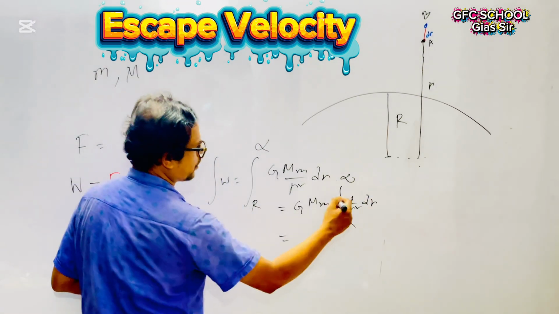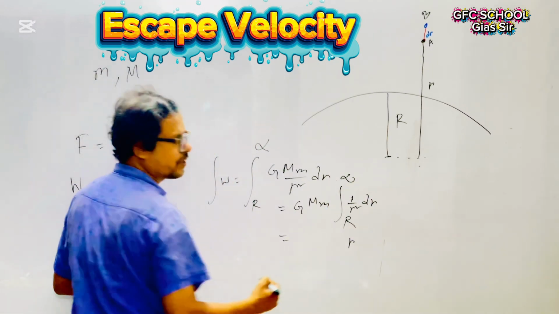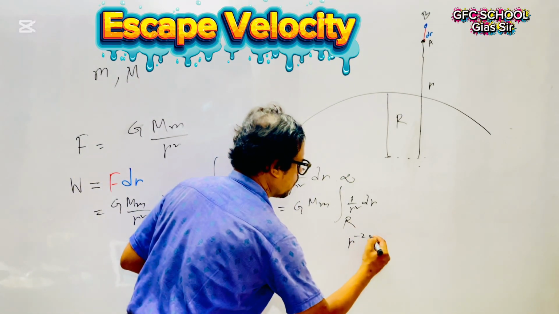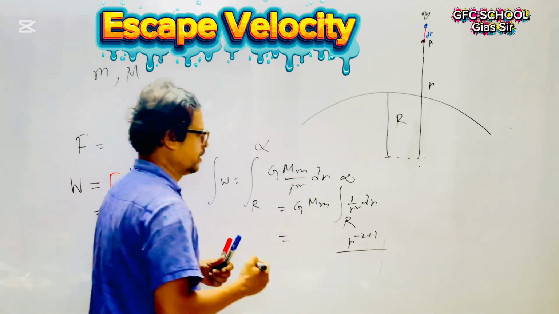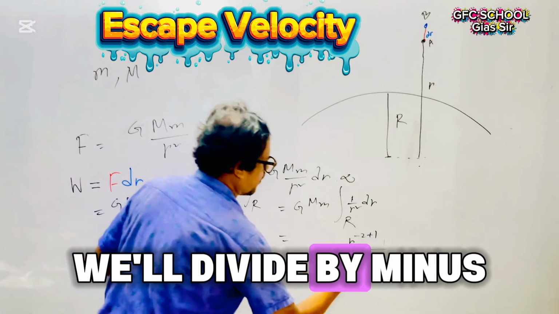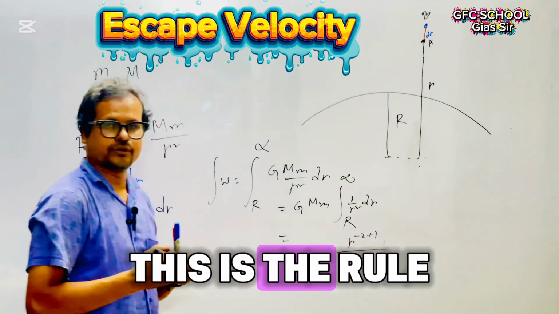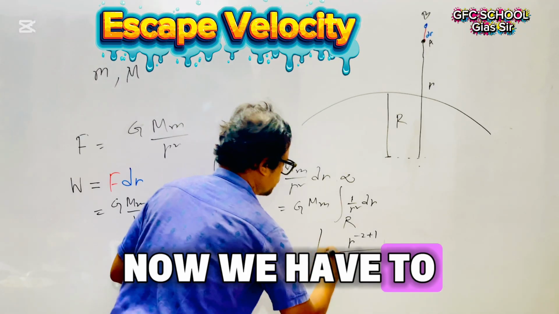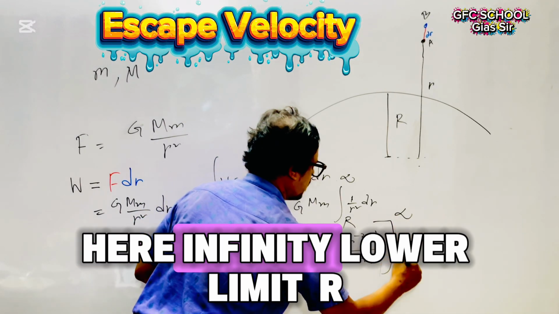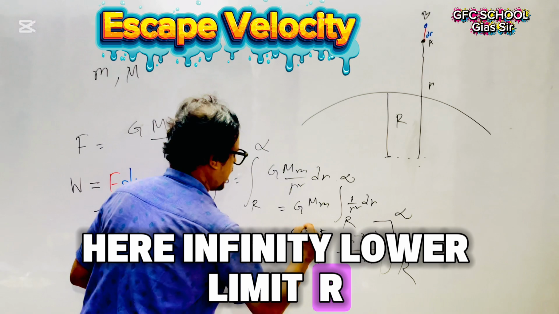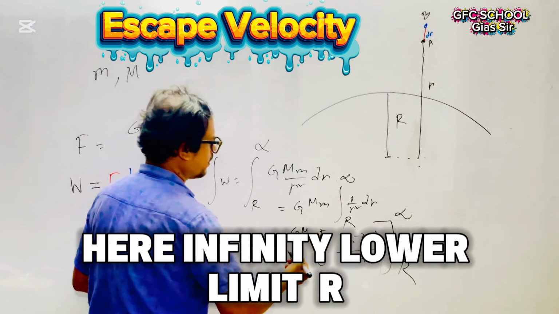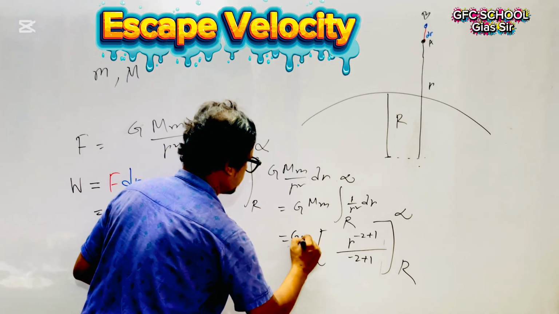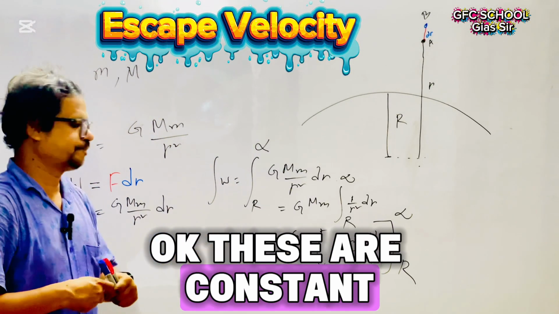If you do integration, r squared means r to the power minus 2, plus 1, and we divide by minus 2 plus 1. This is the rule of integration. Guys, we have done the integration. Now we have to put the limit, from R to infinity. G, capital M and small m are constants.